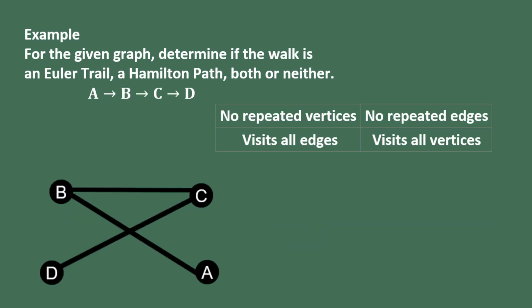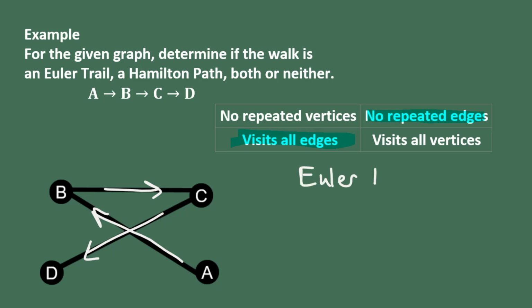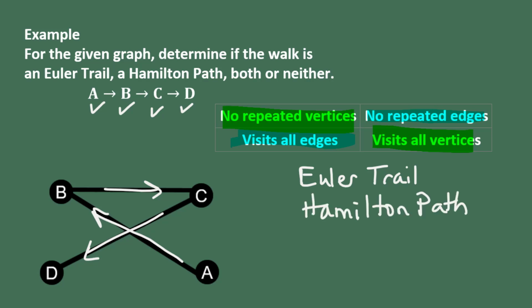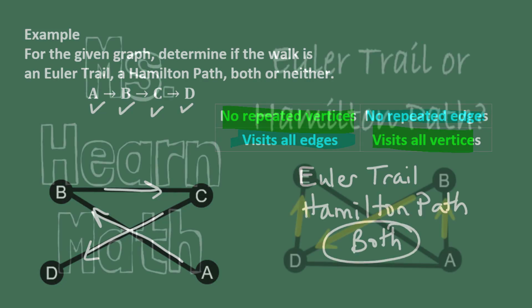How about this example? We have the path from A to B, and B to C, and C to D. We have no repeated edges, and we visited all of the edges. That tells us that we have an Euler trail. We also visited all of the vertices. We have A, B, C, and D, and we didn't repeat any of them. This means that we also have a Hamilton path. So we have both.